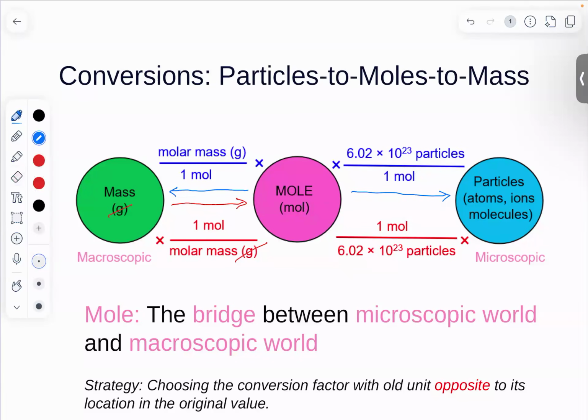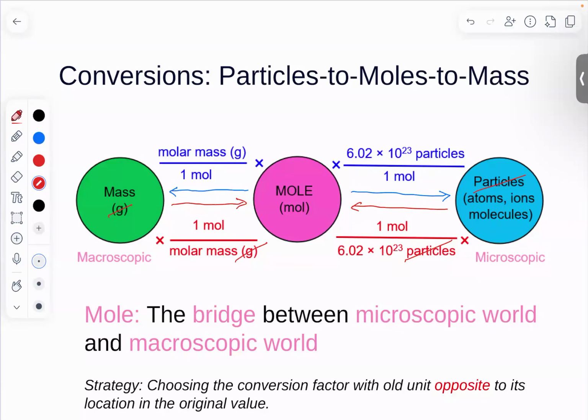On the other hand, to convert particles to moles, we use the reciprocal conversion factor with 1 mole as the numerator, 6.02 times 10 to the 23rd particles as the denominator. So we can cancel out particles to end up with the moles.